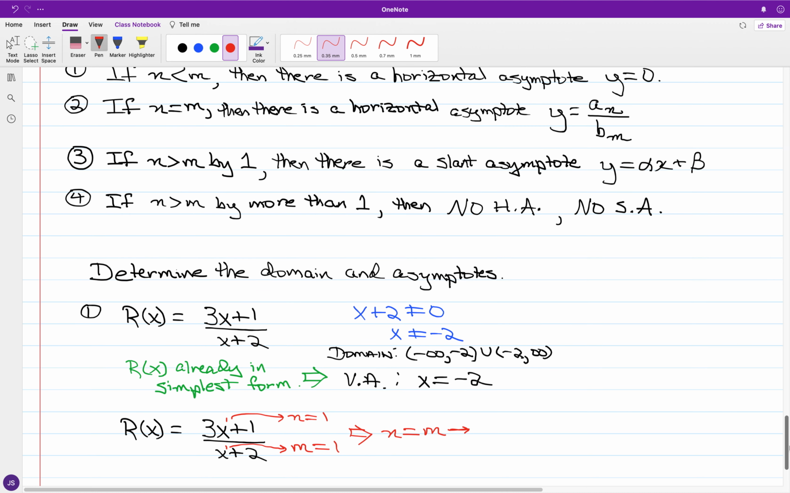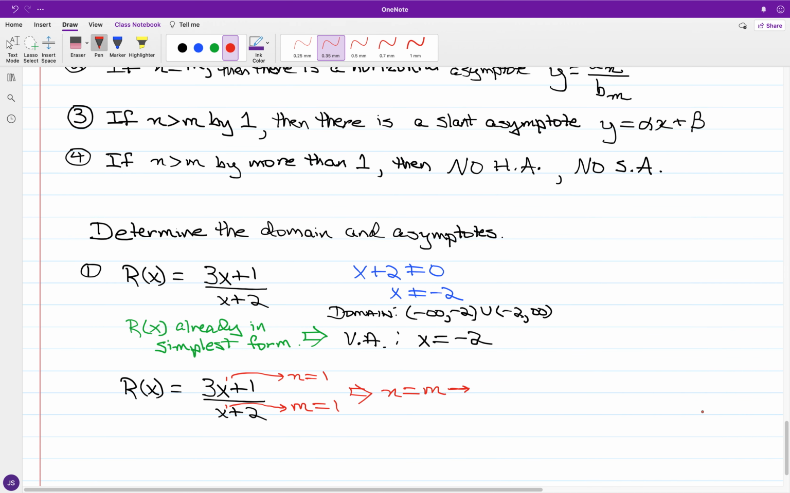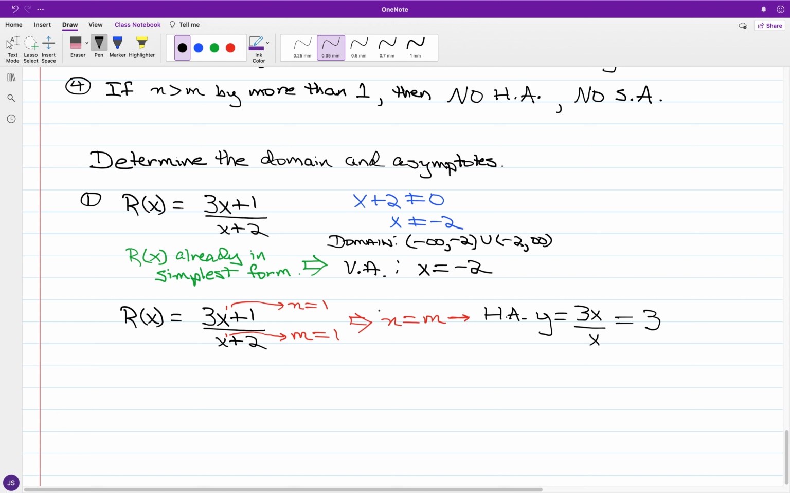Once again, if the degrees are the same, we're going to have a horizontal asymptote, and this will be taking the ratio of the highest order terms. From 3x plus 1, the higher order term is 3x. From x plus 2, the higher order term is x, so y is equal to 3x over x, and so this is going to be 3. So we have two asymptotes: one vertical at x equal to negative 2, and the other, the horizontal asymptote at y is equal to 3.